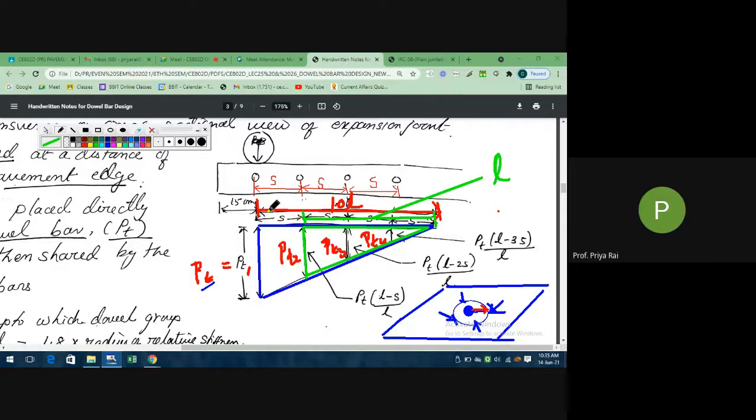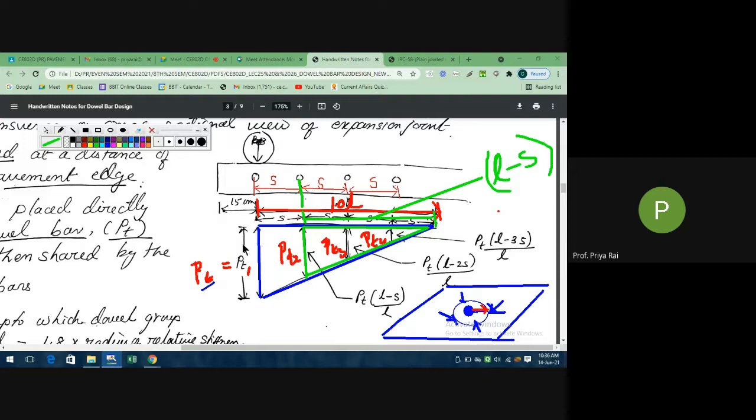L minus only S. We are starting from this point. If this is total L, then this is S. So what is this distance then? L minus S.